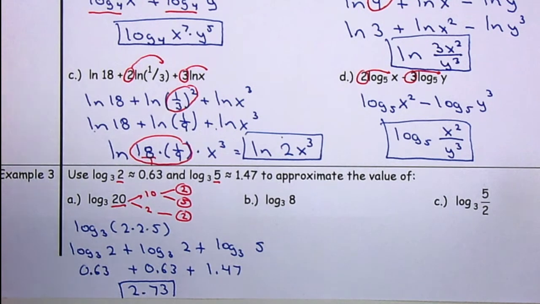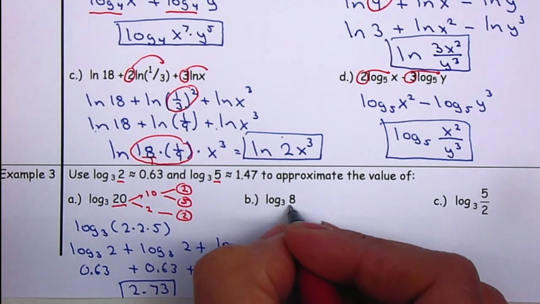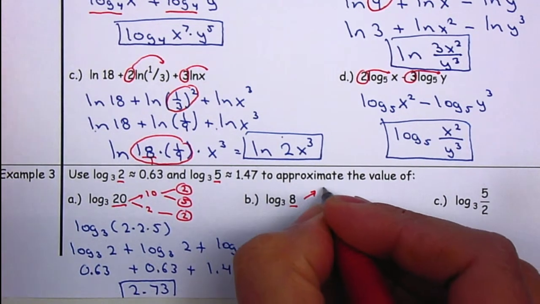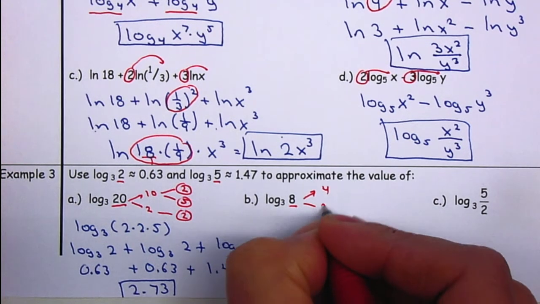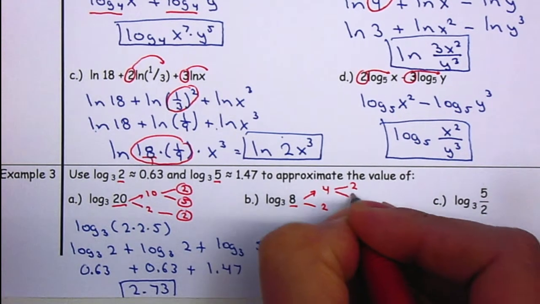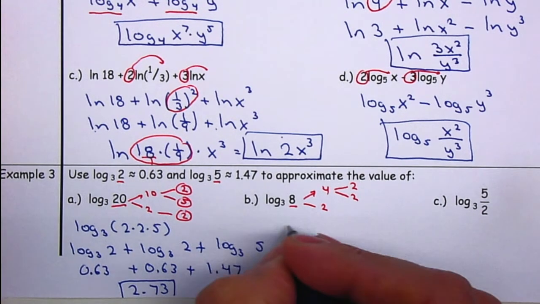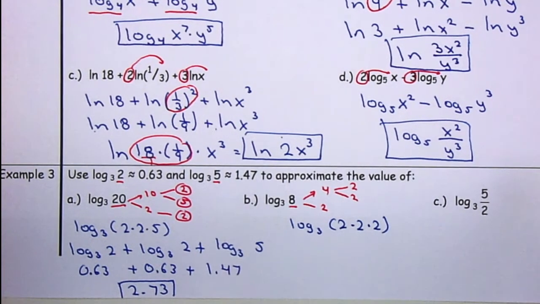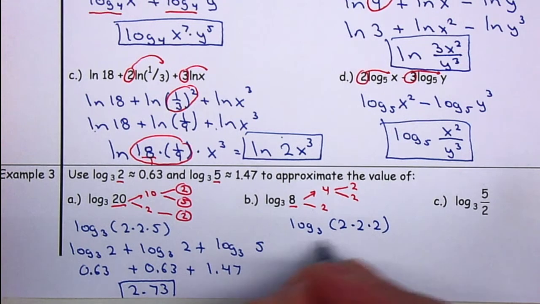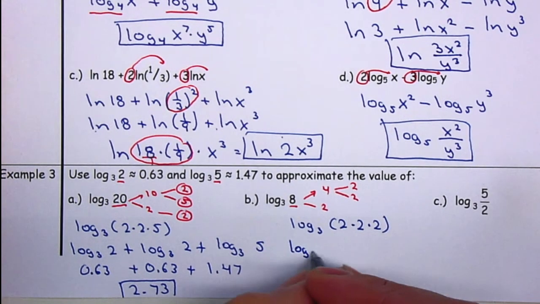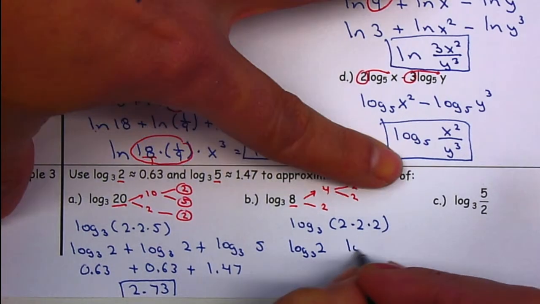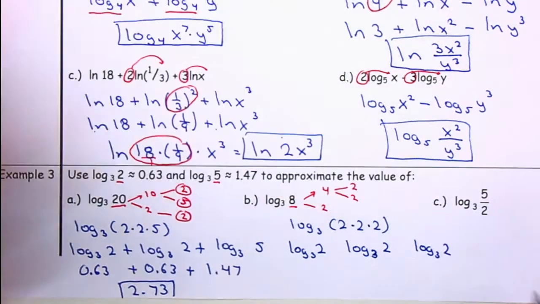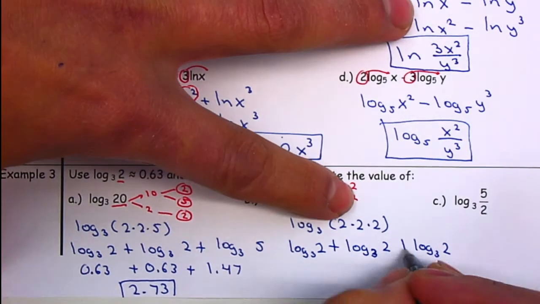Let's continue with the next one. We are going to do the factor tree because we want to rewrite the 8 in terms of 2 or 5. 8 will be 4 times 2. The 4 is 2 times 2. So I can rewrite this as the log base 3 of 2 multiplied by 2 multiplied by 2. Now I can expand this as 3 logs base 3, log base 3 of 2, and the log base 3 of 2. Between them there should be a plus because they're all multiplying.